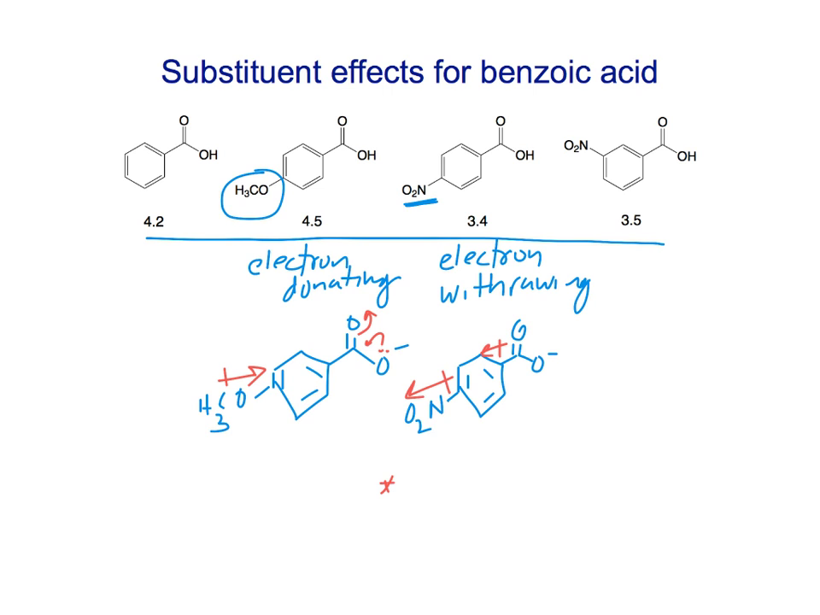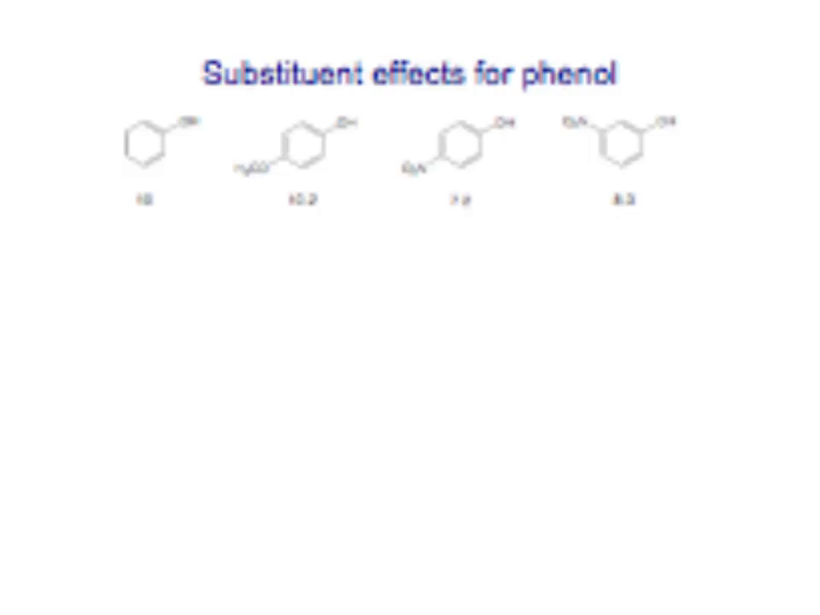So these are only inductive effects. But still, electron donating groups are going to make the conjugate base less stable. Electron withdrawing groups make it more stable. But the differences just aren't huge. Let's look at phenols, substituted phenols. And what do you think about those pKa values?